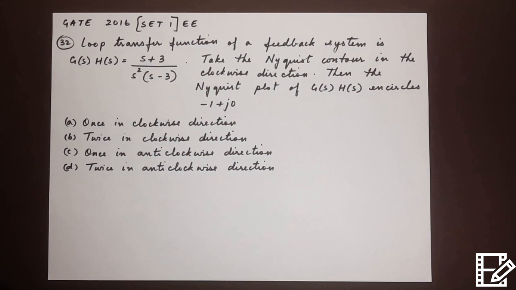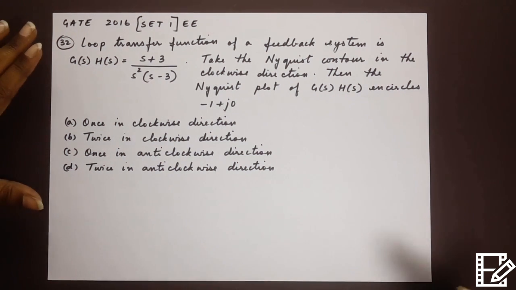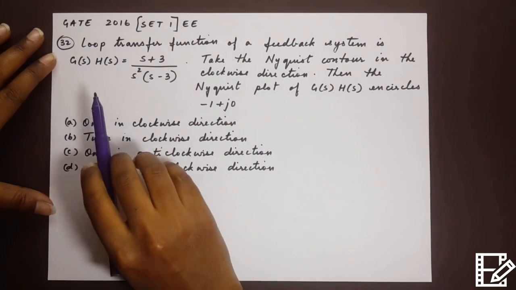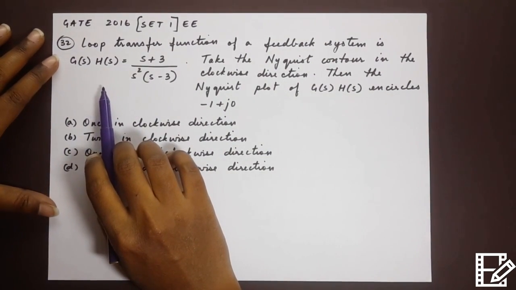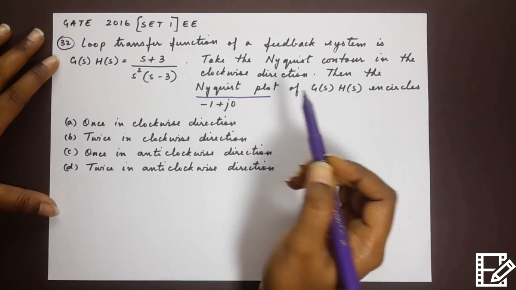Take the Nyquist contour in the clockwise direction. Then the Nyquist plot of G(s)H(s) encircles −1 + j0: once in clockwise direction, twice in clockwise direction, once in anticlockwise, or twice in anticlockwise. So this is going to take a while because we have to go through how to plot a Nyquist plot. We have been given a transfer function, and we need to find out the Nyquist plot.